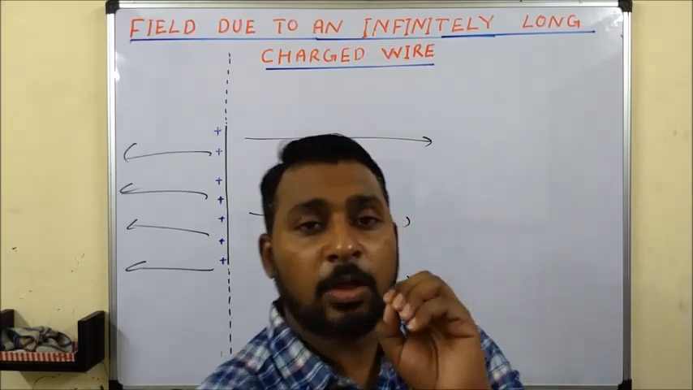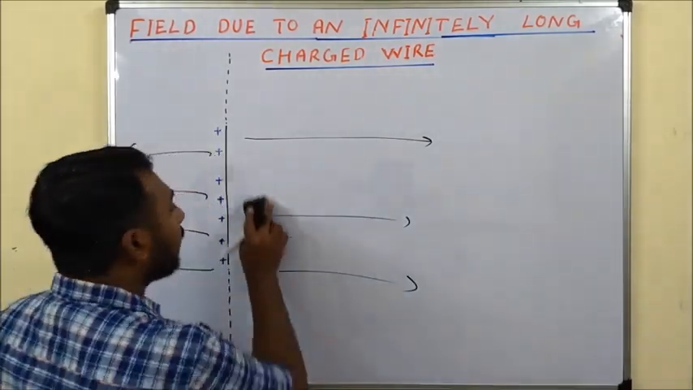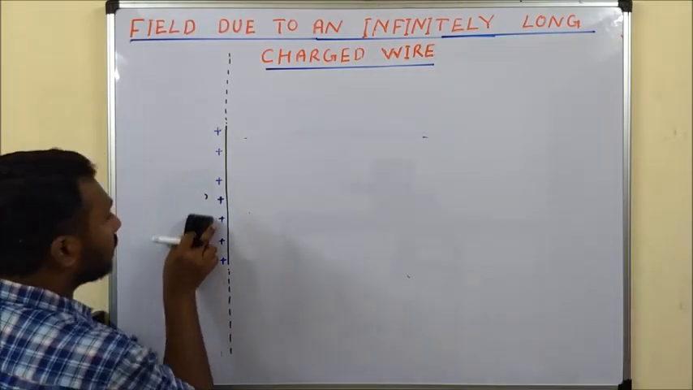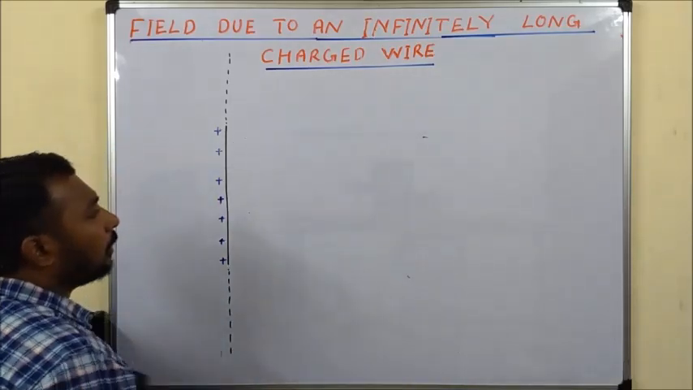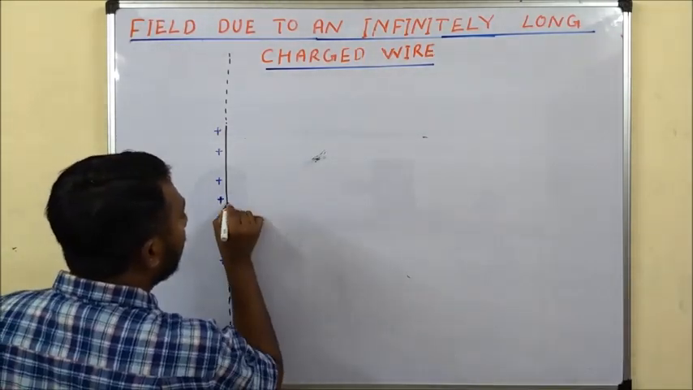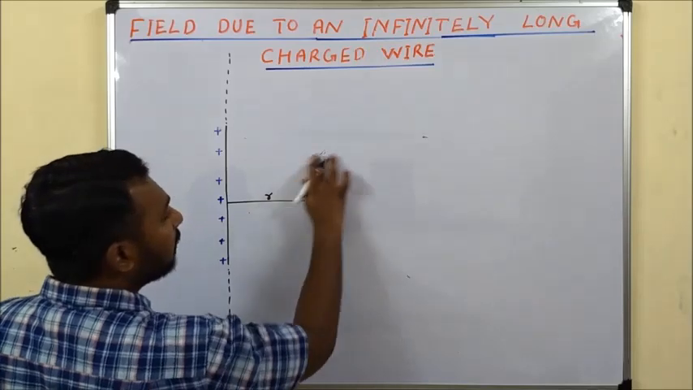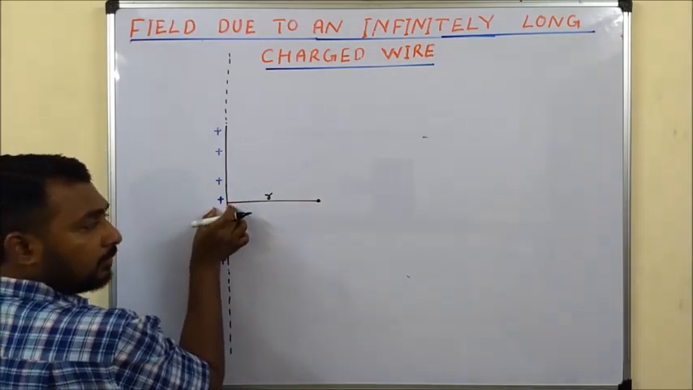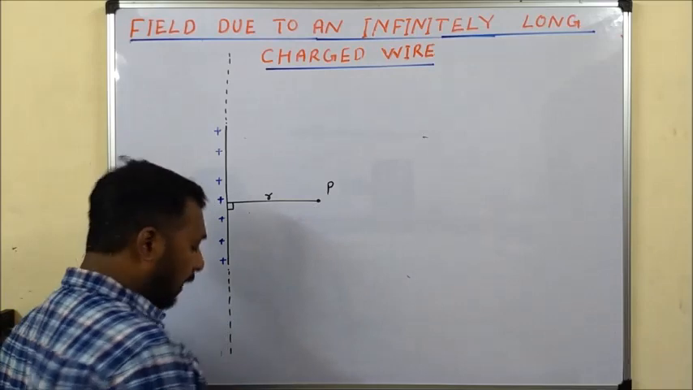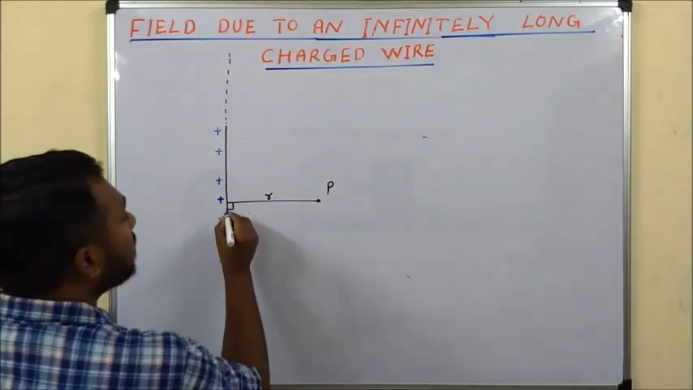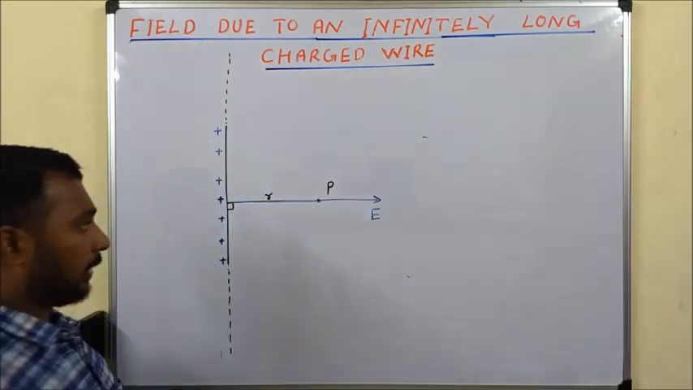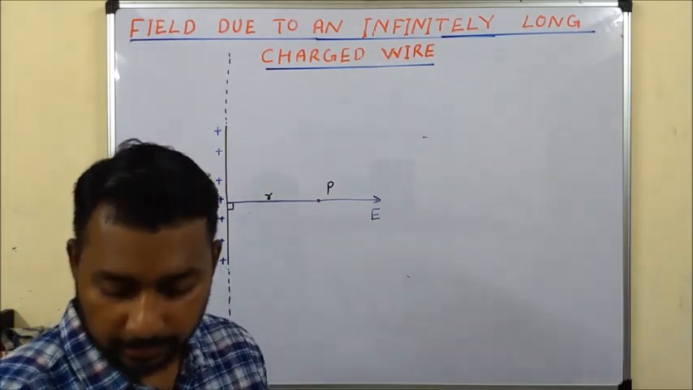Okay, now we are going to find out the electric field at a particular point. So look at this. Let's consider a point here. Let it be point P. It is at a distance r from the wire, a perpendicular distance from the wire. It's r and that point is P, and we know the direction of the electric field will be starting from the charge and directed towards infinity. Okay, so this is what you are going to calculate.